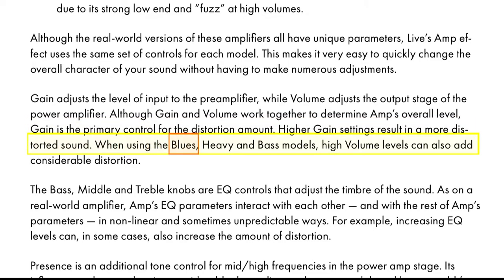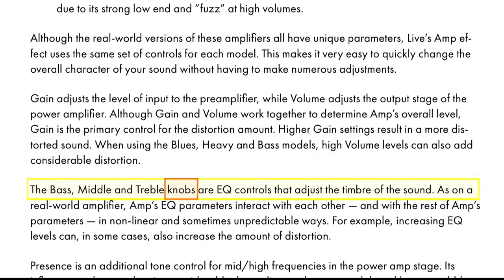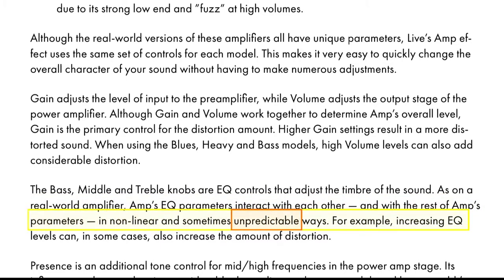When using the blues, heavy and bass models, high volume levels can also add considerable distortion. The bass, middle and treble knobs are EQ controls that adjust the timbre of the sound. As on a real-world amplifier, amp's EQ parameters interact with each other, and with the rest of amp's parameters, in non-linear and sometimes unpredictable ways. For example, increasing EQ levels can, in some cases, also increase the amount of distortion.